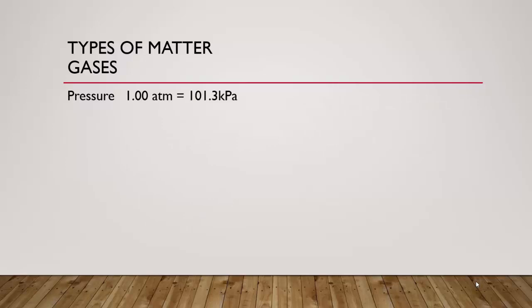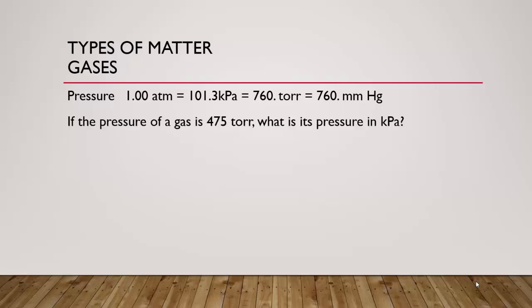1 atmosphere is the same as 101.3 kilopascals. Both of those are equal to 760 torr, and those are all equal to 760 millimeters of mercury. Yes, torr and millimeters of mercury have the same measurement. This allows us to change between various units.